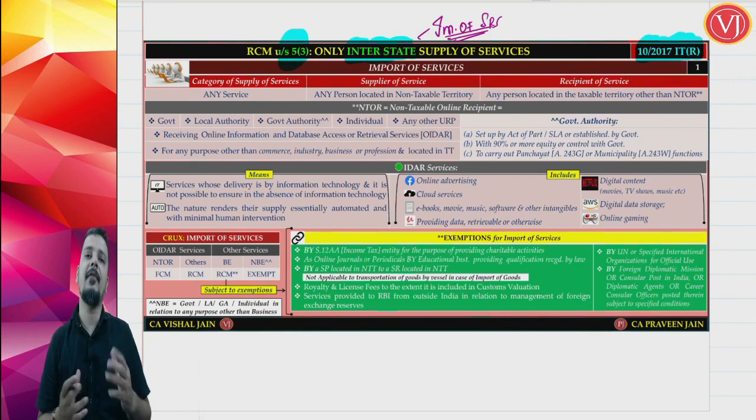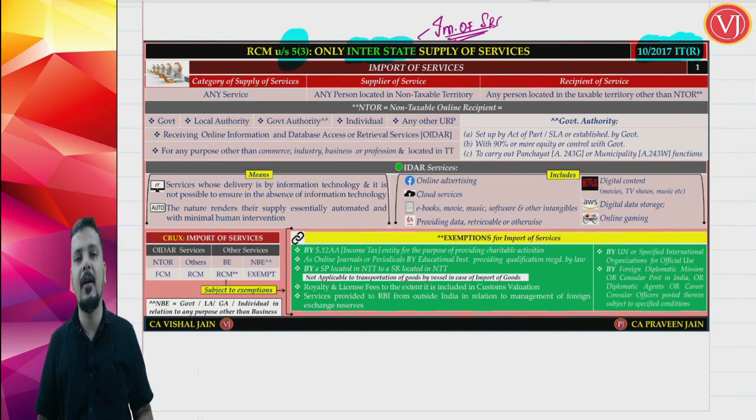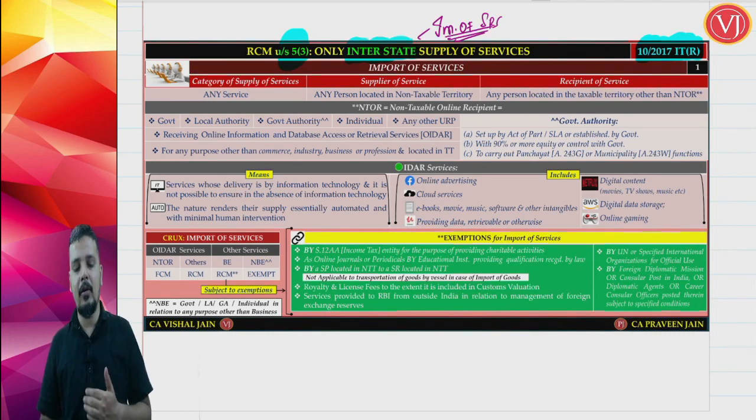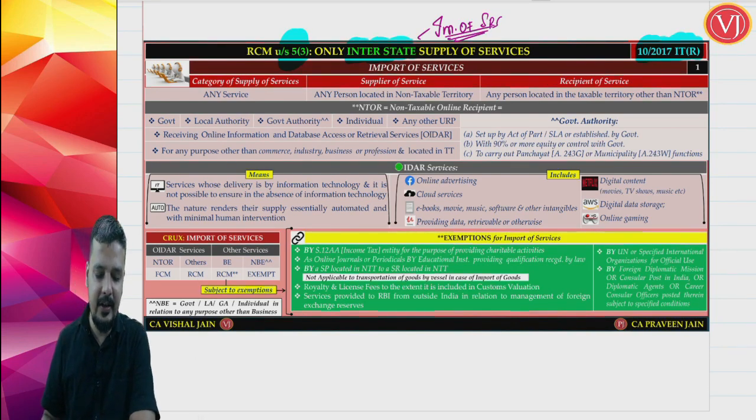So you won't have corresponding entries. There are two entries here. You won't have corresponding entries in section 9(3) of the CGST Act read along with notification number 13/2017 CT rate, for a very simple reason that these import entries are always interstate supply. Therefore, the presence in section 9(3) is not at all required. So the focus is only on section 5(3) of the IGST Act.